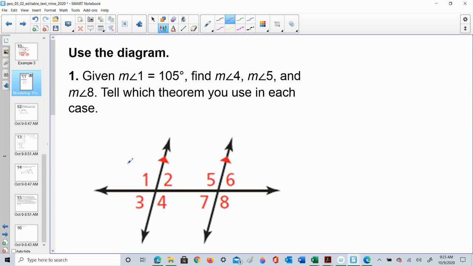If I know that angle 1 is 105 degrees, then I know angle 4 is 105. That's vertical angles. I know that angle 8 is 105 by corresponding angles. And angle 5 is also 105 by corresponding angles. 1 and 5 are corresponding. 4 and 8 are corresponding. 1 and 4 are vertical angles.